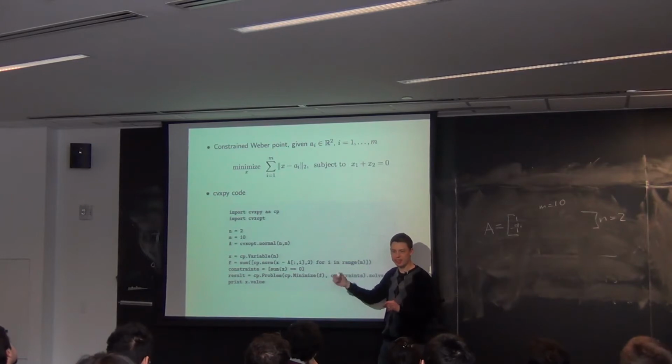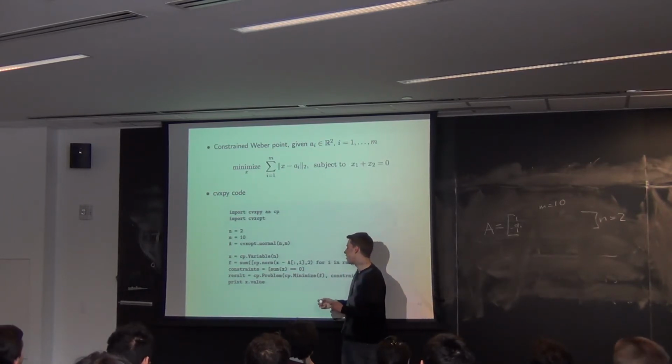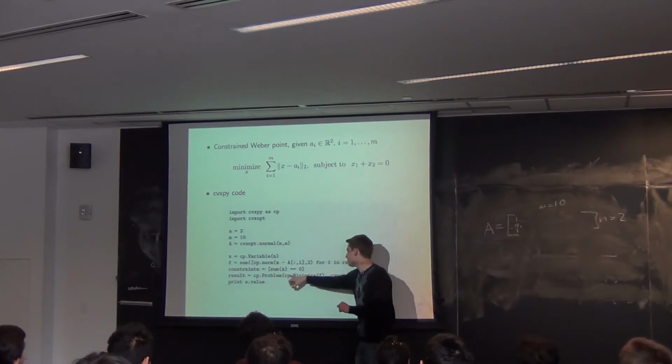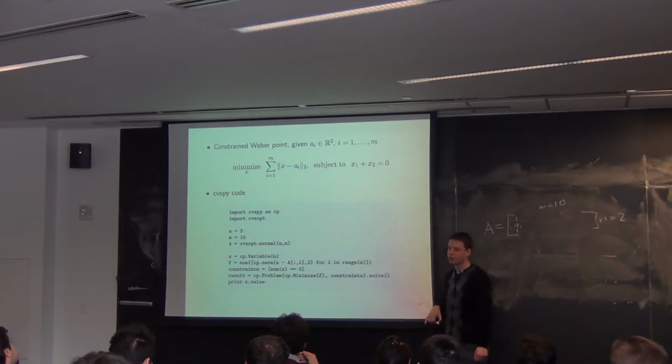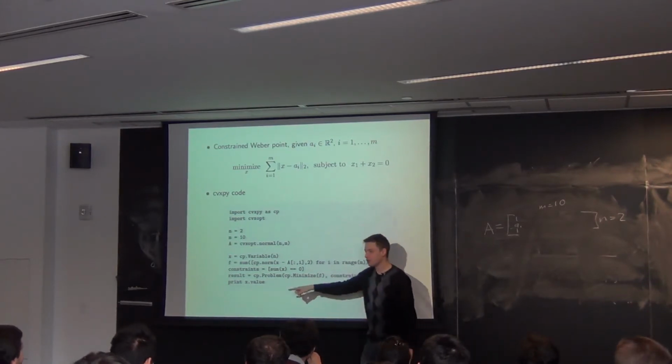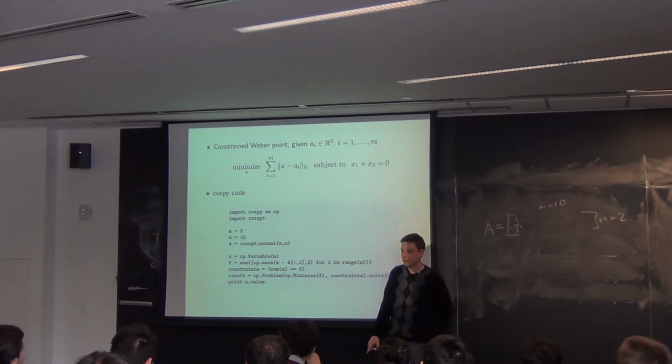You can maximize concave functions, not convex ones. So you pass just cp.Minimize f and then the constraints, and then you call solve. And you print x.value, and that will print the solution to this thing. So it seems kind of easy here, and it really is pretty easy.